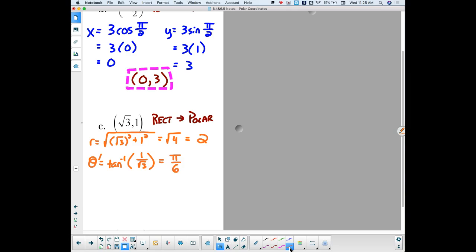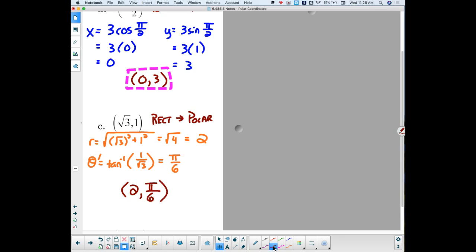Which quadrant am I in? Quadrant 1, because it's positive, positive, right? So theta prime is my angle, correct? Because I'm in quadrant number 1. So the polar coordinates here would be 2, pi over 6. That would be my polar coordinate for that rectangular point.